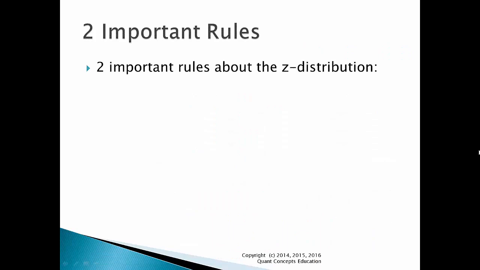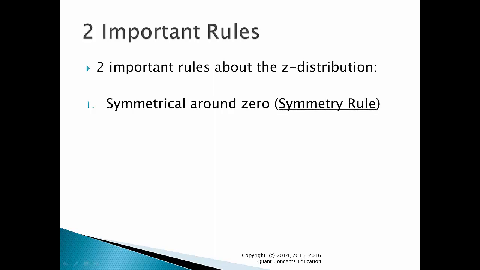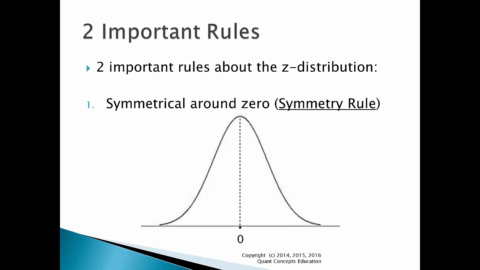There are two important rules you need to know when using the z distribution. First, the z distribution is symmetrical around 0. This is often referred to as the symmetry rule. So say we have the z distribution like so, with a mean of 0. Now, suppose you know that the probability that z is larger than 1.5 is equal to 7%. Due to the symmetry rule, this means that the probability that z is smaller than negative 1.5 is also equal to 7%. So the distribution is symmetrical around 0. It's like a mirror image reflected at 0.